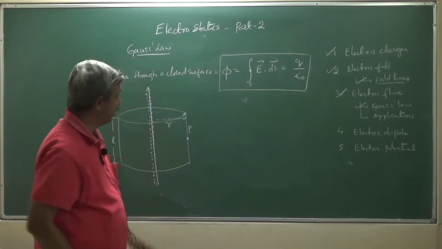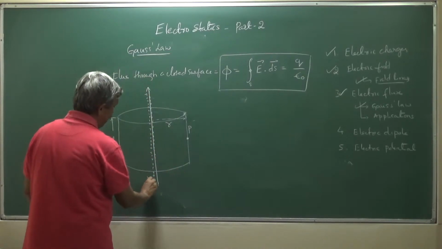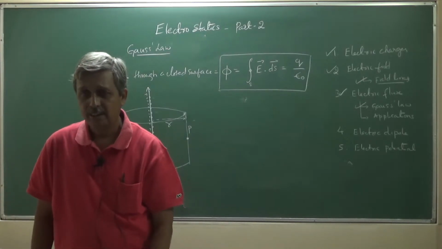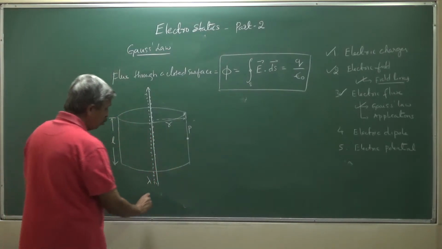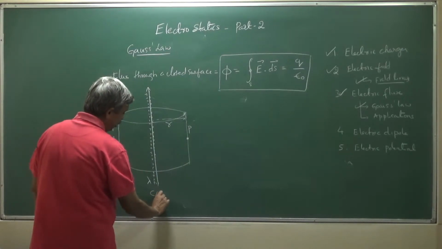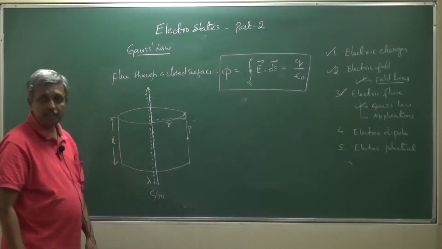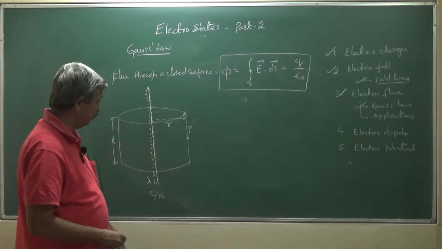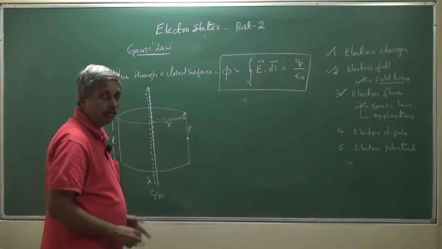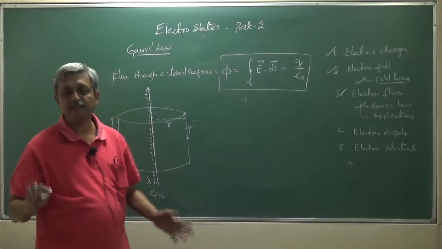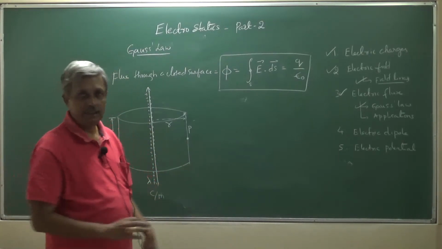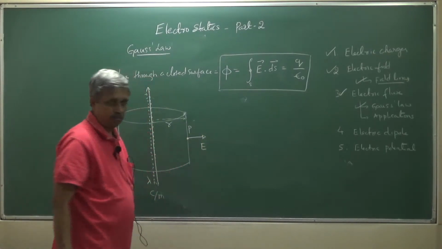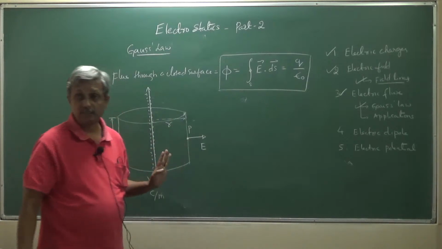And this has a charge density. Let us say lambda. Lambda means some number, whatever. Lambda basically is lambda coulombs per unit length, coulombs per meter. That is the linear charge density. Now, if you want to calculate the electric field here, I will say that let there be an electric field E. And this electric field, I am going to prove that it will be in this direction. It's not going to be in any other direction.